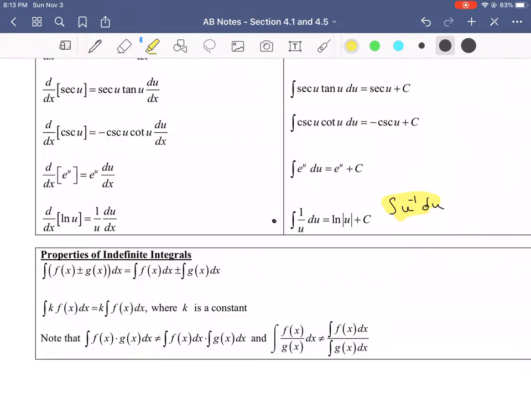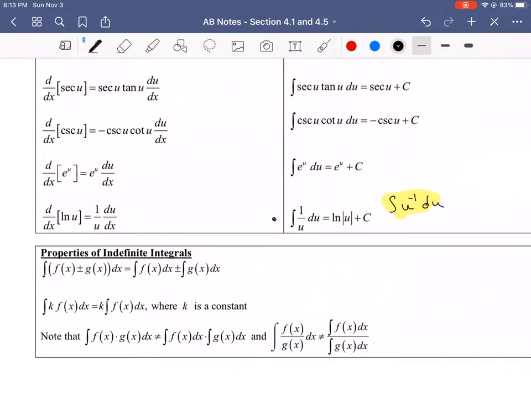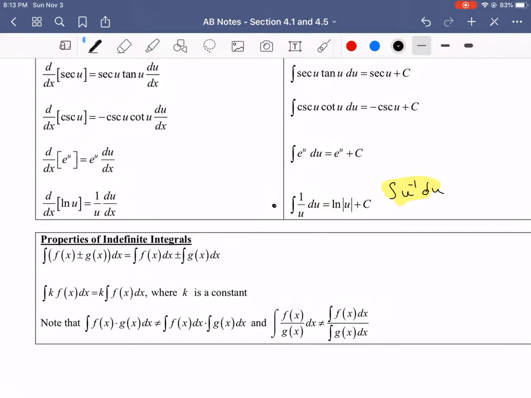Okay, and it might be, again, helpful if you rewrite it as the integral of u to the negative 1 du. Now, indefinite integrals enjoy some nice properties. So, for example, this first one here, the integral of f of x plus or minus g of x dx can be separated into two different integrals, the integral of f of x dx here, plus or minus the integral of g of x dx.